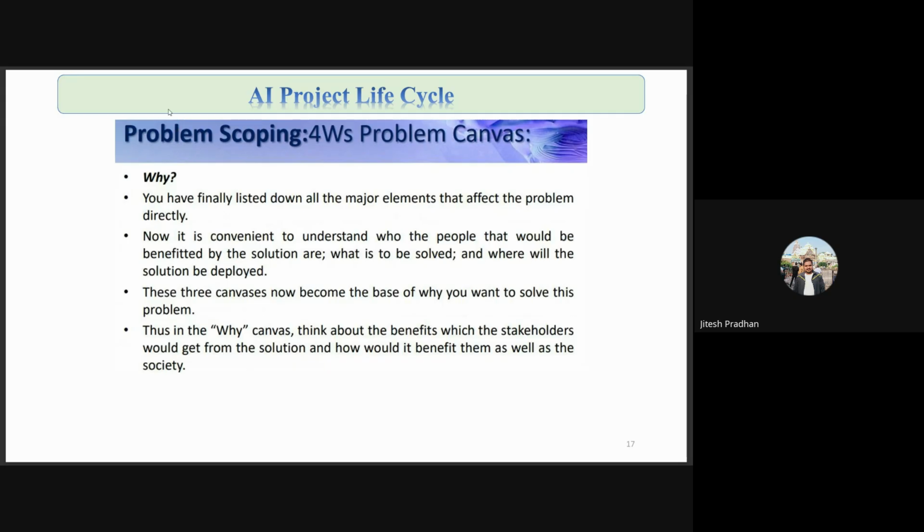Now let's do the problem scoping for why it is a problem. The why gives the answer about how, if the problem is not solved, it is affecting the people. That's why what we have selected is a problem. Finally, you have to list down all the major elements that affect the problem directly. If we are not finding the best time for seeding and the best time for harvesting, indirectly the farmer will lose their money. There will be less production, due to less production there will be less profit, and sometimes they may lose their profit also. That's why it's a problem.